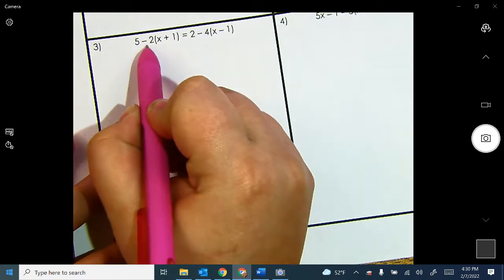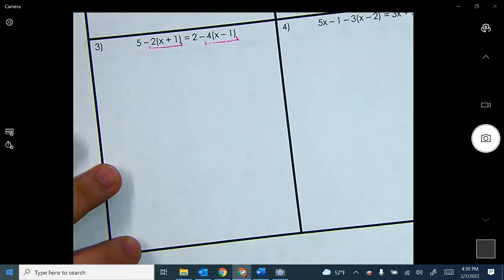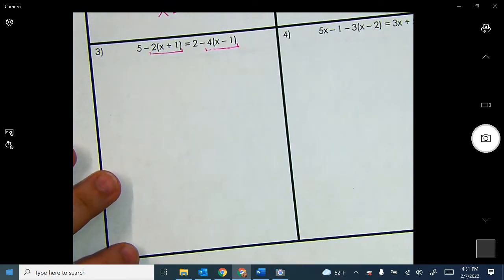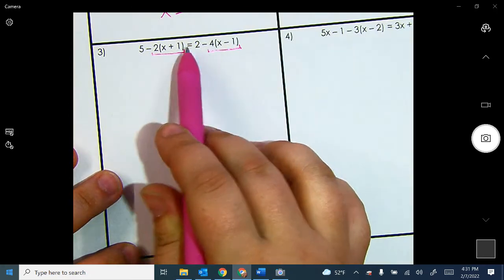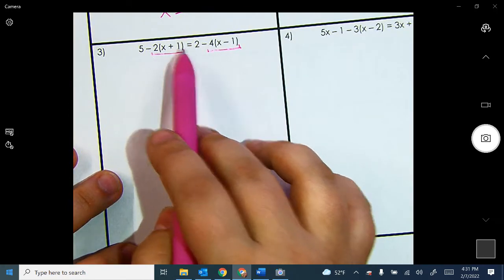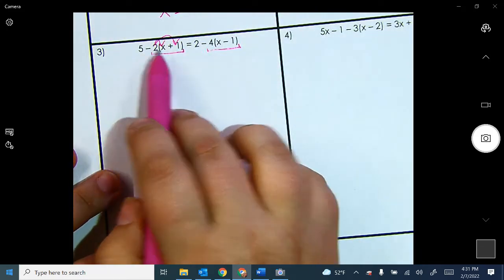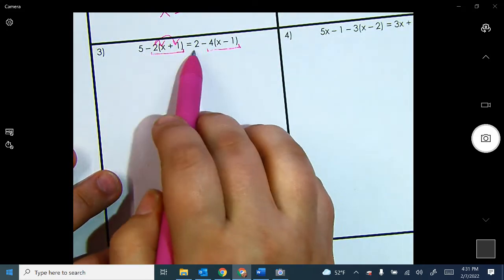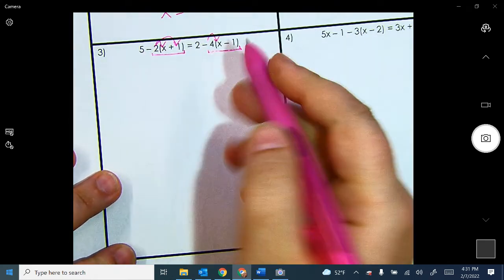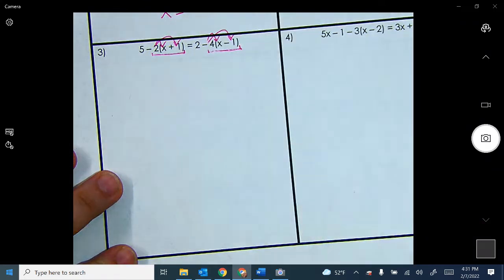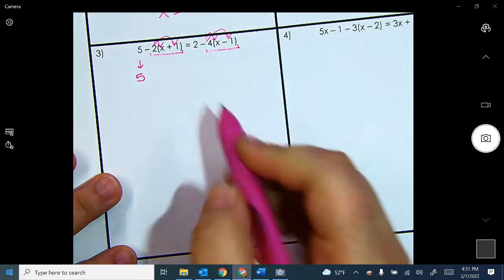Anytime I see parentheses like this, I should know that's where I'm probably going to start. So I'm going to do that distributive property first. Remember, that just means that whatever number is in front of these parentheses is being multiplied by both of these numbers individually. So on the left, I have negative 2 times x, and negative 2 times 1. On the right, I have negative 4 times x and negative 4 times negative 1. Okay, so I'm going to bring down that 5. I'm not going to change that yet.